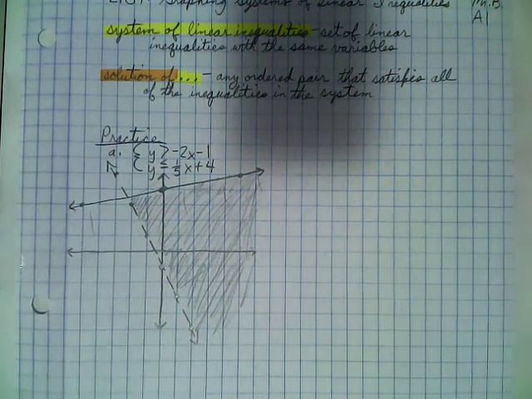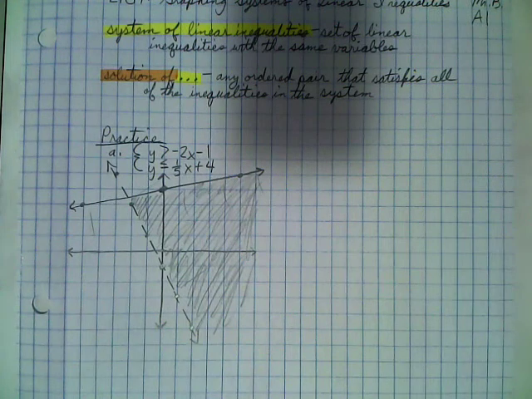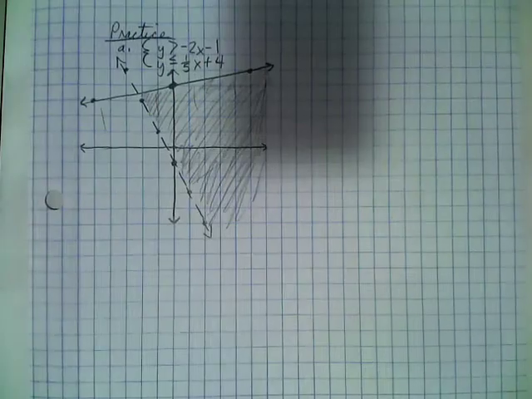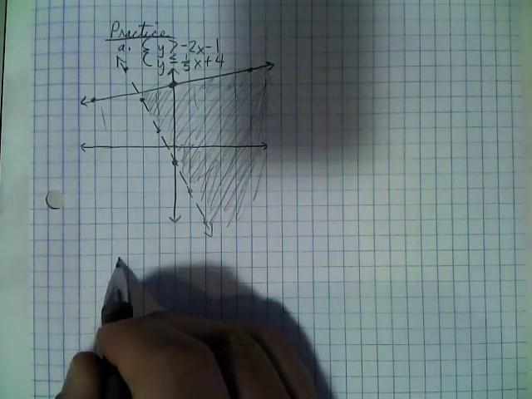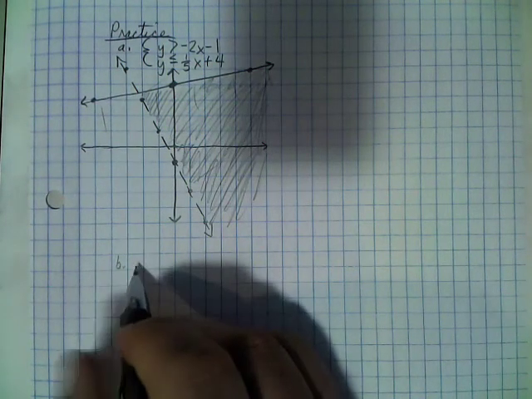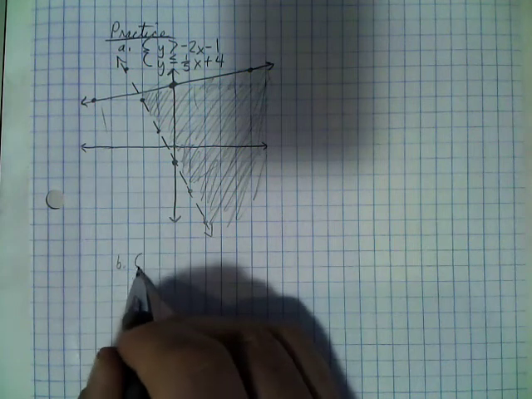It'll be the overlap of the two. And that's how we graph a system of linear inequalities. So let's try B. If I move on to B now, I'm going to copy my system first.